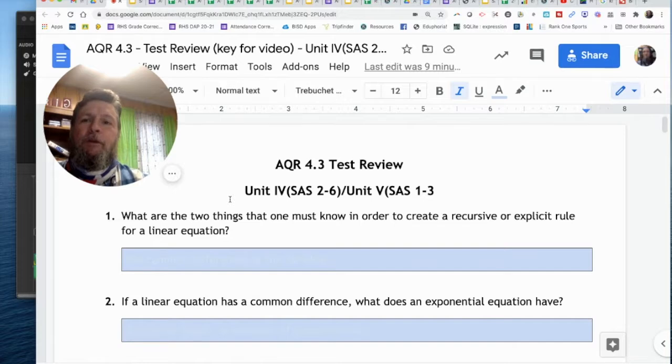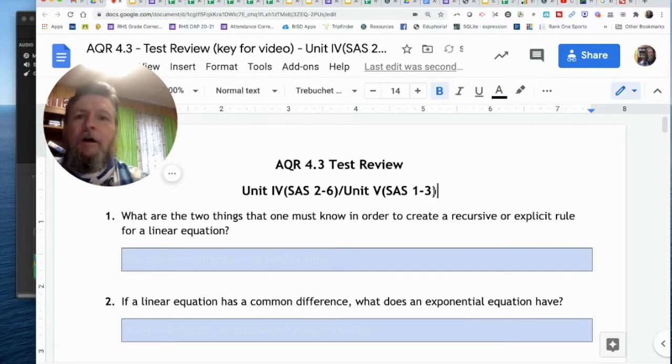Getting ready for this review. We want to make sure that we have all the information we can to prepare for this test, and that's what these reviews are about. This is Unit 4 on recursion, lessons 2 through 6, and Unit 5 on functions, Units 1 through 3.